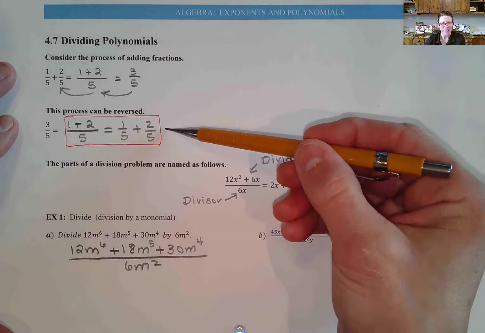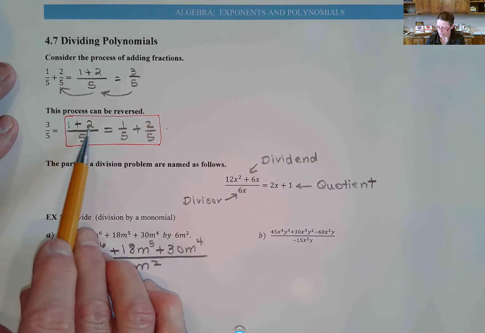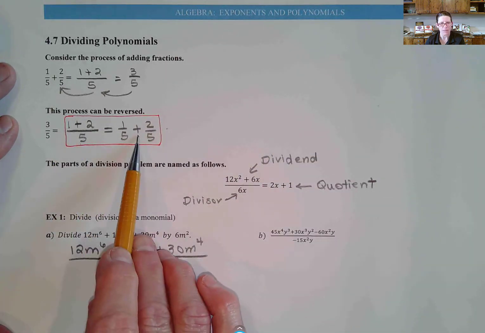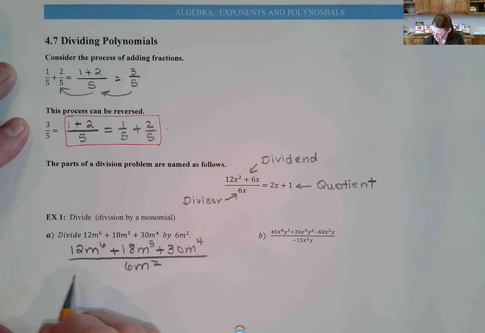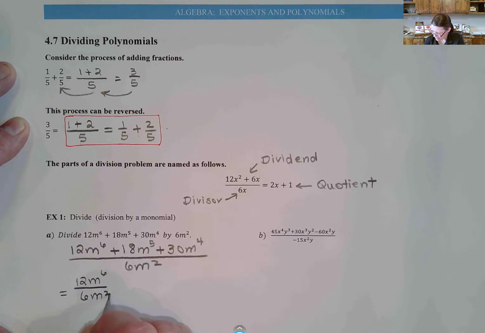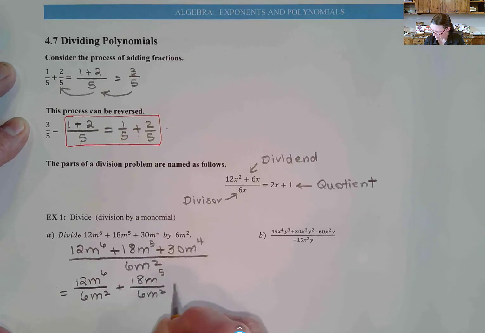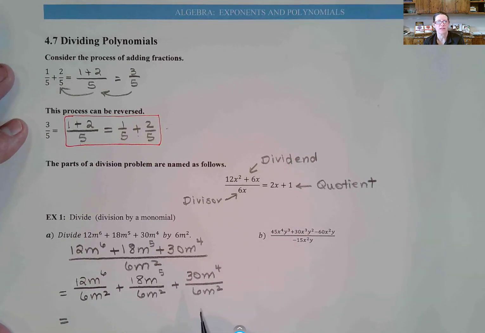Now remember our key above. If we've got several terms over a single term, we can split those up into separate quotients, if you will. So let's split this up and write it as 12m to the 6th divided by 6m squared plus 18m to the 5th divided by 6m squared plus 30m to the 4th divided by 6m squared. And now we'll perform 3 separate divisions, or you might say we're simplifying fractions by dividing common factors.